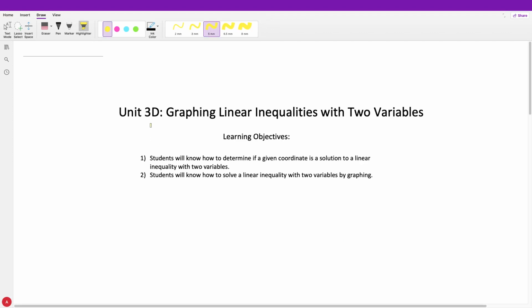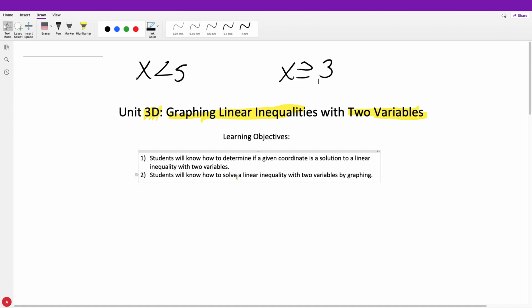All right, so now we're moving on to the last video of this unit, and that video is going to be 3D. And what we're focusing on now is graphing linear inequalities that now have two variables. So before we were focusing on linear inequalities, it just had one variable, x is less than 5, or maybe x is greater than or equal to 3, but we only had one variable. Now we're going to be focusing with two of them.